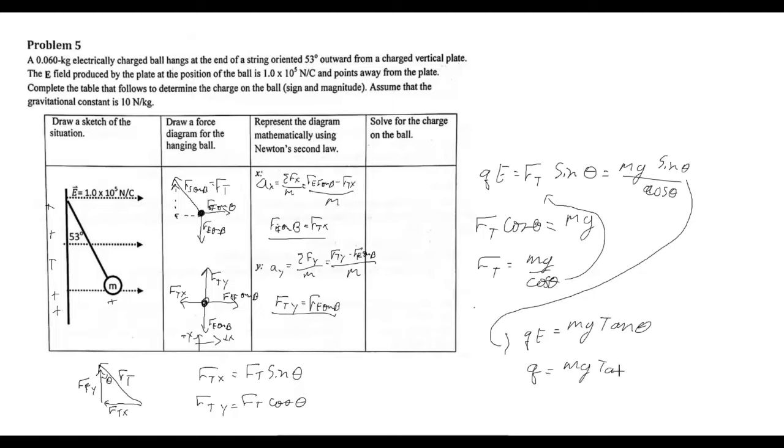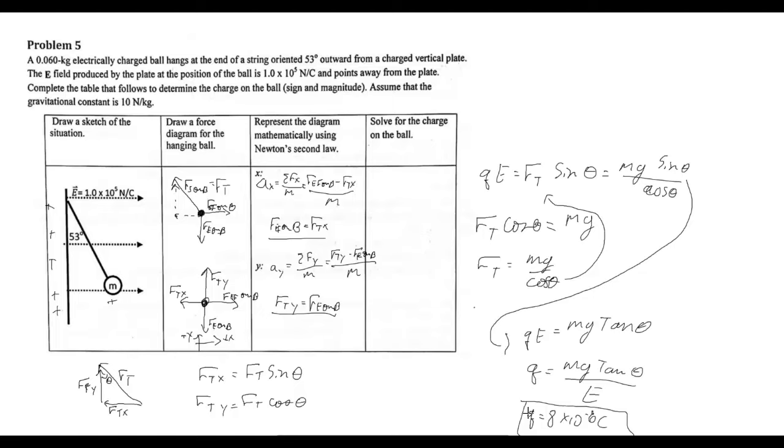mg tan theta all over E, where the mass is 0.06 kilograms, g is going to be 10, theta in this case is 53 degrees, make sure your calculator's in degrees, and the E field strength is 1 times 10 to the 5th newtons per coulomb. Plugging all of that in, you get a charge of 8 times 10 to the negative 6 coulombs.